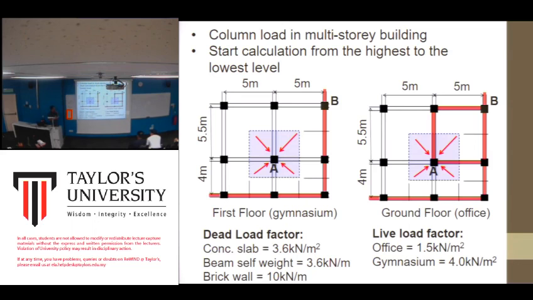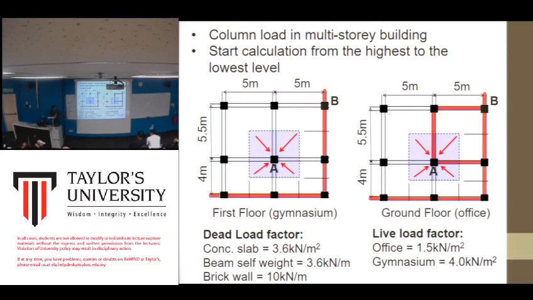But when you do the calculation, you need to bear in mind that at the roof level you just have the roof. You don't have to include the slab weight, right? So you only calculate the roof and the beam, and there's also no brick wall on the roof. So basically just the beam and the roof, and do that for the dead load and live load.